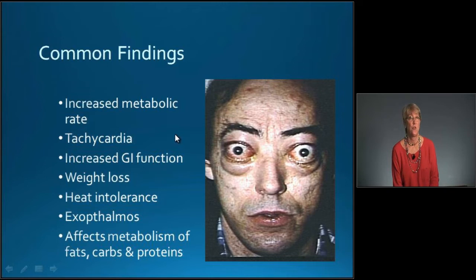The heart rate's faster, tachycardia. We have increased GI function. Diarrhea is not uncommon, so you see weight loss. These patients do not tolerate heat at all. And as you notice in my picture there, the fellow with the eyes that are bulging, this is known as exophthalmos, and is a characteristic of some of our patients who have hyperthyroidism. So we know that we're going to see an effect on metabolism of fats, carbs, and proteins because of this hypermetabolic state.